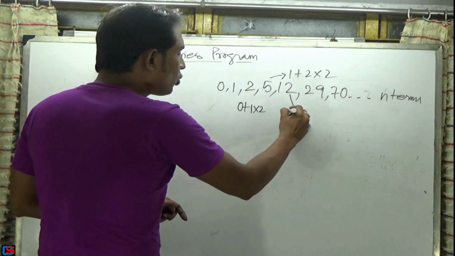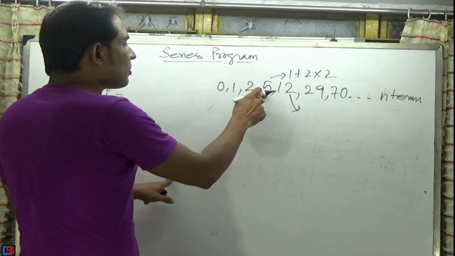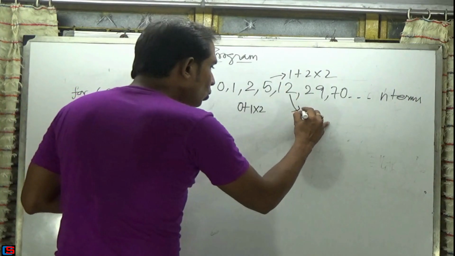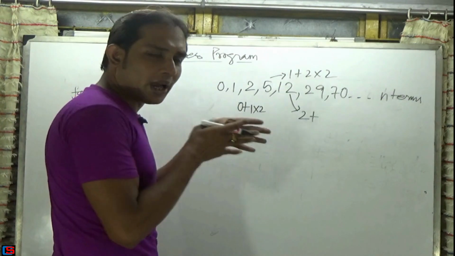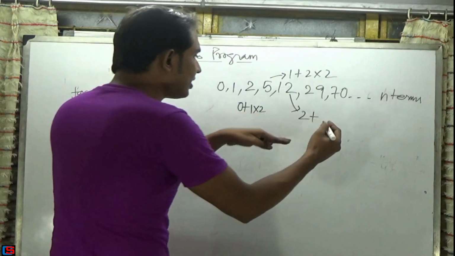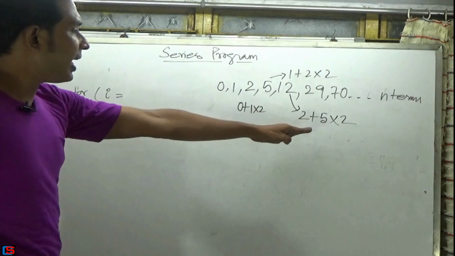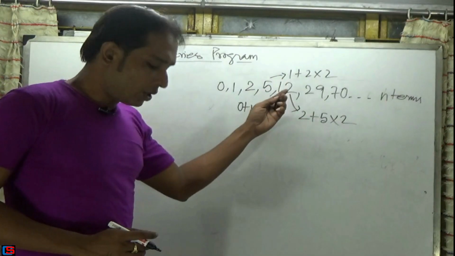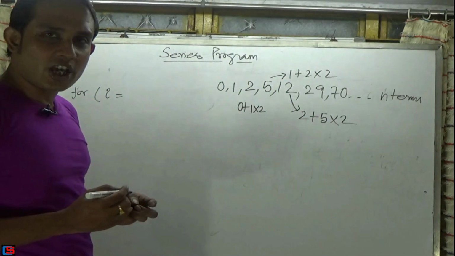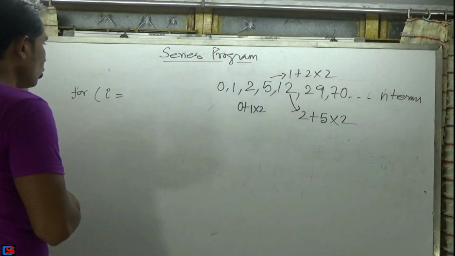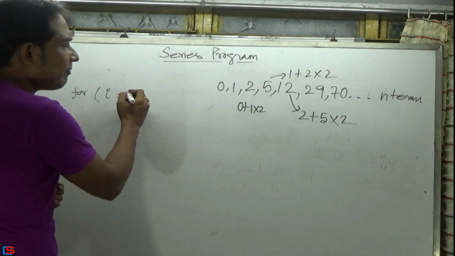Now 12. How is 12 generated? The previous two terms are 2 and 5. So the first value 2 is added normally and the second value is multiplied by 2. So 5 into 2 is 10, plus 2, 12. So this series is generated by this technique. Now I'm going to write the program.